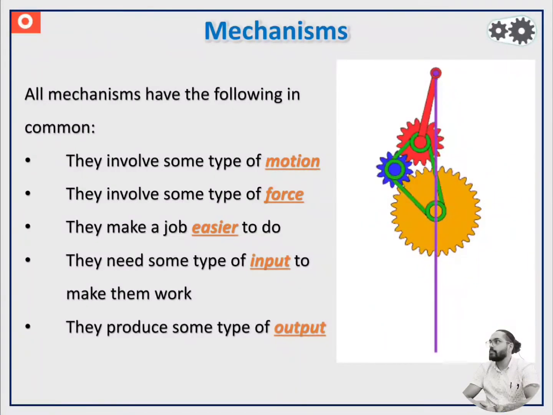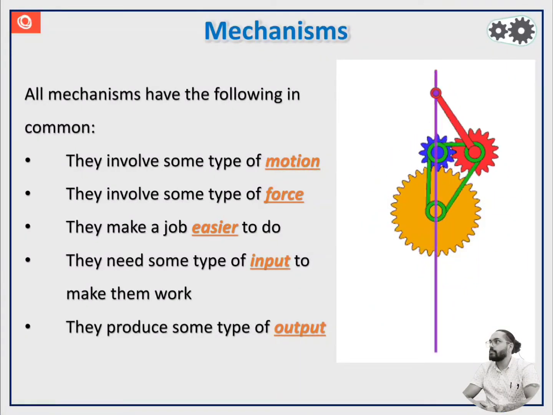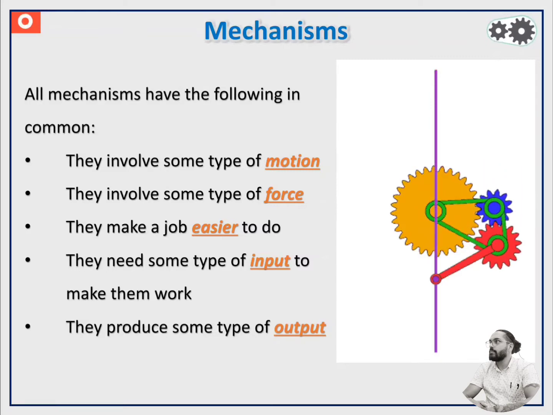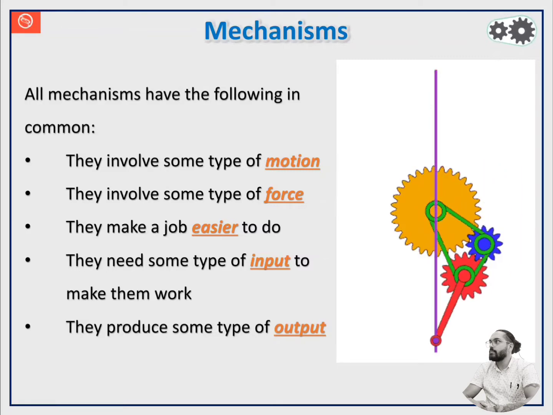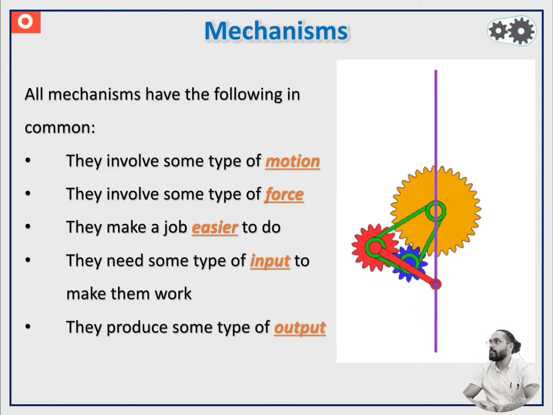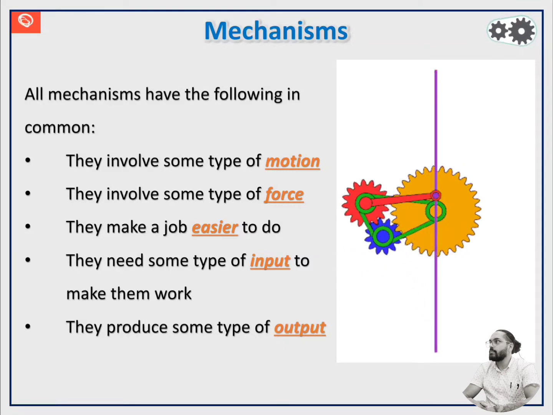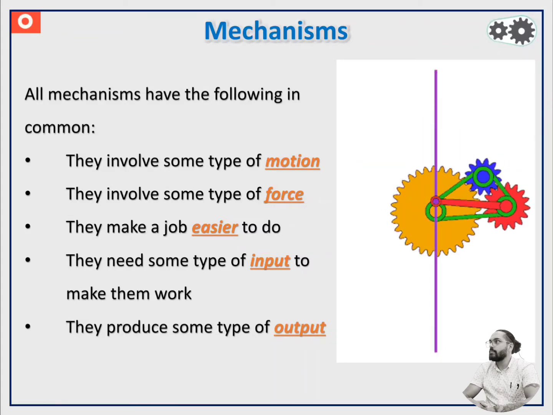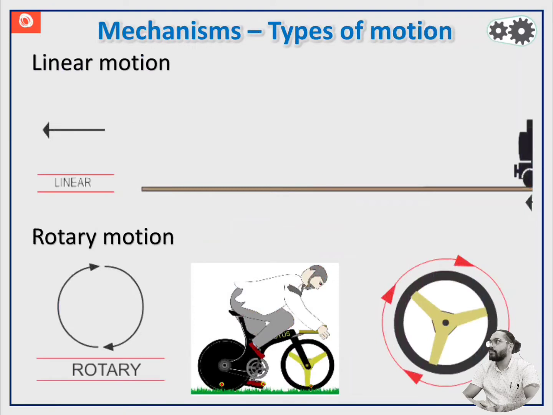All mechanisms have the following in common. They involve some type of motion, they involve some type of force, they make a job easier to do, they need some type of input to make them work, and they produce some type of output. In the next segment, we are going to look at the types of motion.